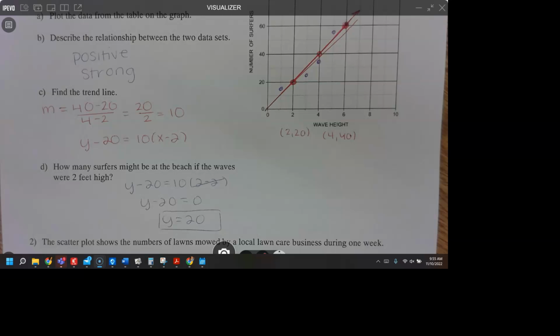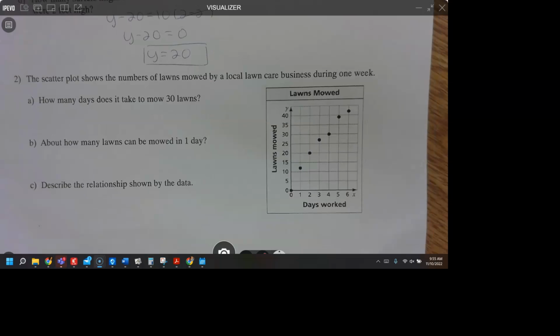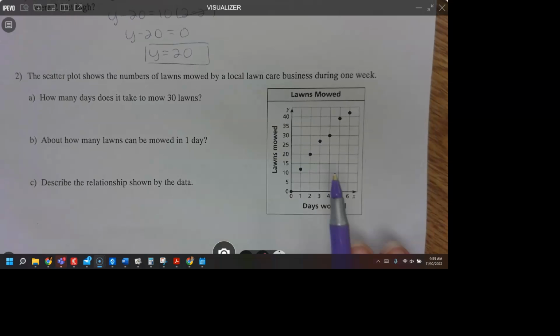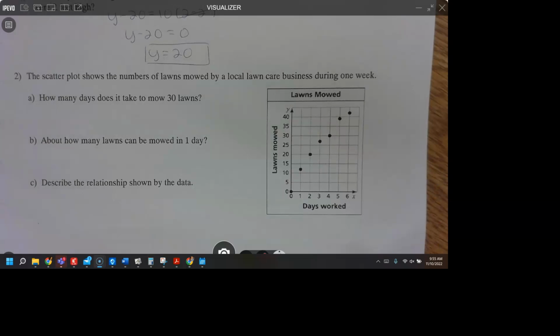Better? So in the next problem, I actually gave you all of the points. So I took some of the legwork out. Looking at those points, are they going up or are they going down? Okay, so if they're going up, what type of relationship is that? Good.